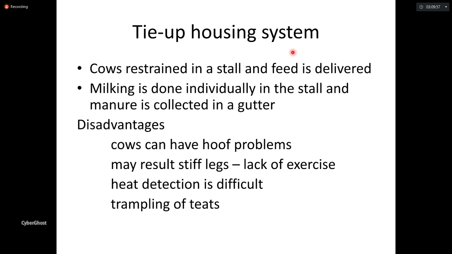So they can damage the teeth of other animals. That's one, because of the stress and trampling. There will be some issues with the hoofs.